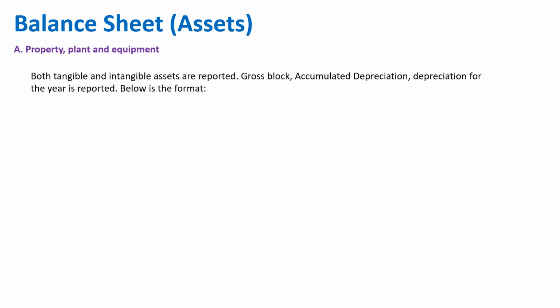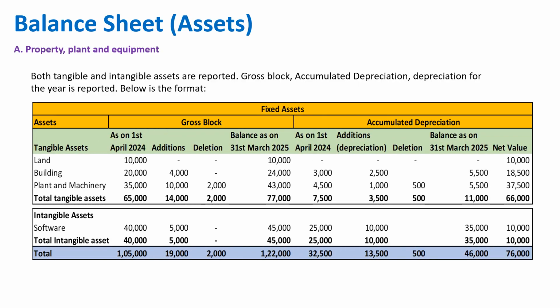So let's start with the first one, that is property, plant and equipment. Both tangible and intangible assets are reported. Gross block, accumulated depreciation, and depreciation for the year are reported. And below is the format which is generally used by the companies. So if you see in the format, you have asset categories, right?